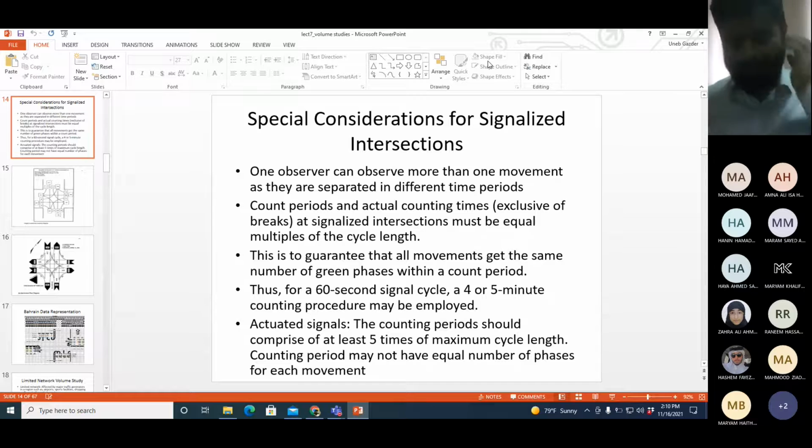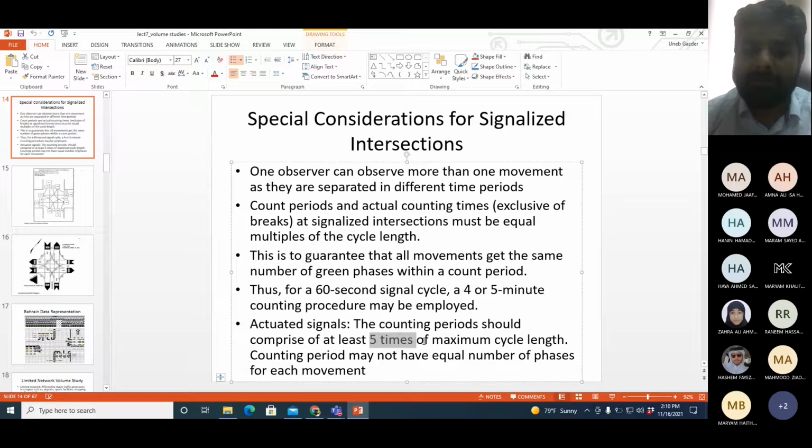Okay. Again, this will make your life easier, because if you try to keep track of the cycle length and try to make the counting period a multiple of that, you cannot do it. It's not possible because it's not a constant number. So just take the maximum value. The counting period should be at least 5 times of that maximum cycle length. You can go more as well, at least 5 times.